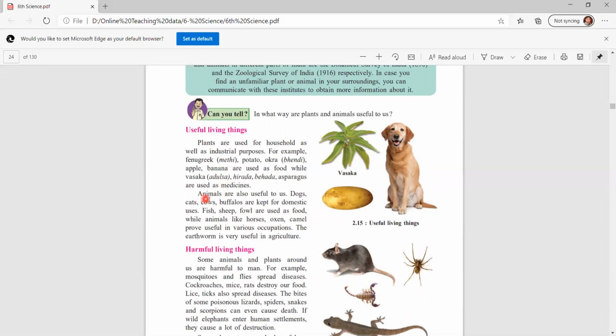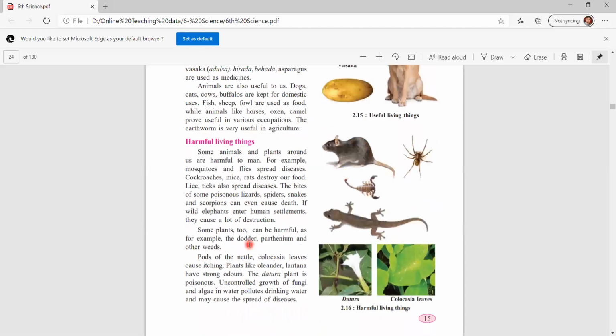plants. Animals are also useful to us. Dogs, cats, cows, buffaloes are kept for domestic uses. Fish, sheep, fowl are used as food. While animals like horses, oxen, camels prove useful in various occupations and transportation also. The earthworm is very useful in agriculture. That's why the earthworm is known as the best friend of the farmer.